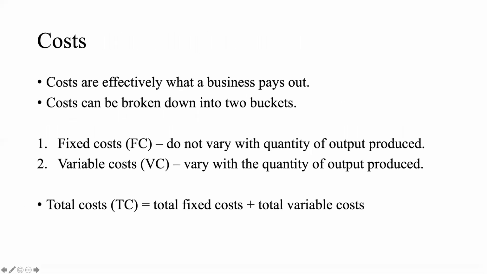So moving now back to costs. Costs can be broken into 2 separate buckets. So you have fixed costs, which do not vary with the quantity of output produced. You pay those fixed costs if you produce a lot of stuff or if you produce nothing. Or variable costs, which are costs that vary with the quantity of output produced. And so you have total costs, which are total variable costs plus total fixed costs, and that gives you total costs.